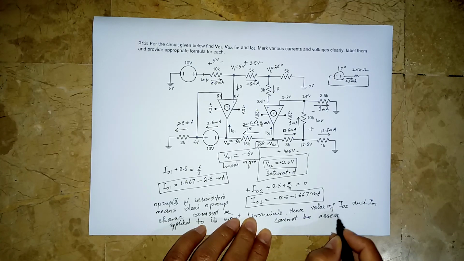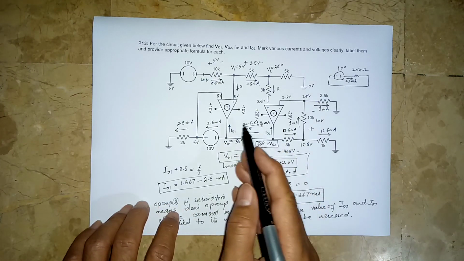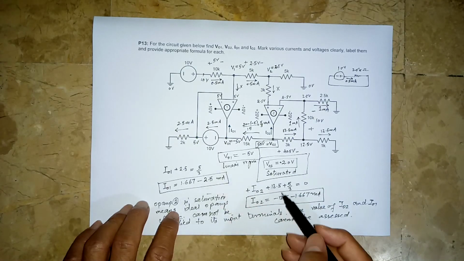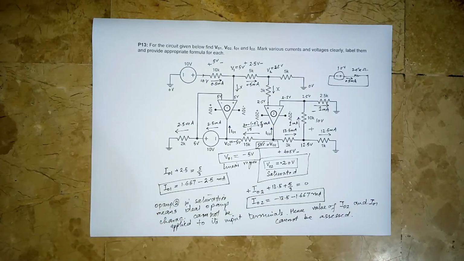So I've just solved it in detail so that if both had been in linear region, you know how to solve it, and you can see that it's not a very difficult circuit to solve.